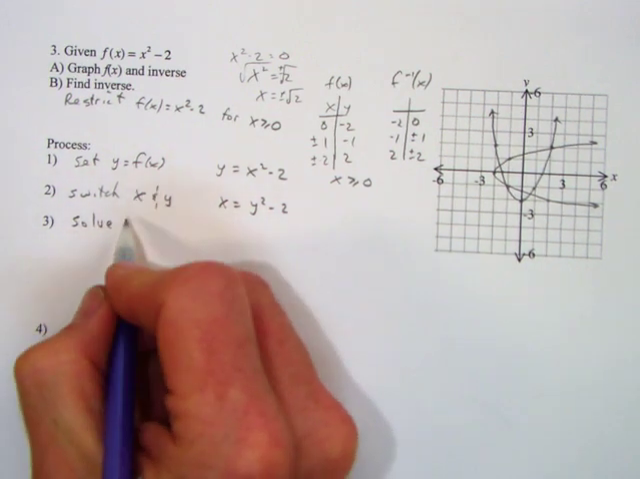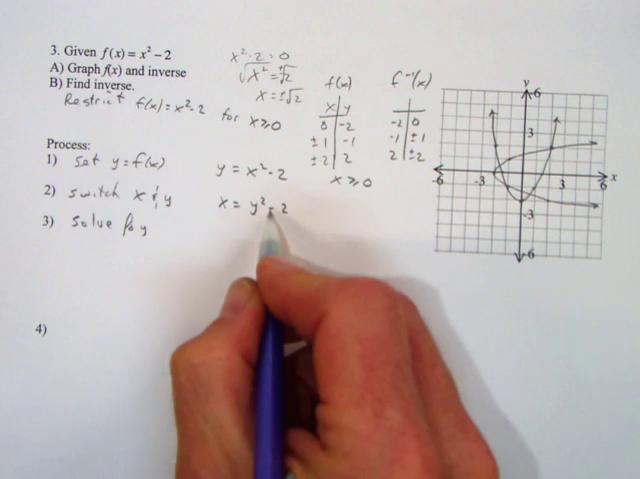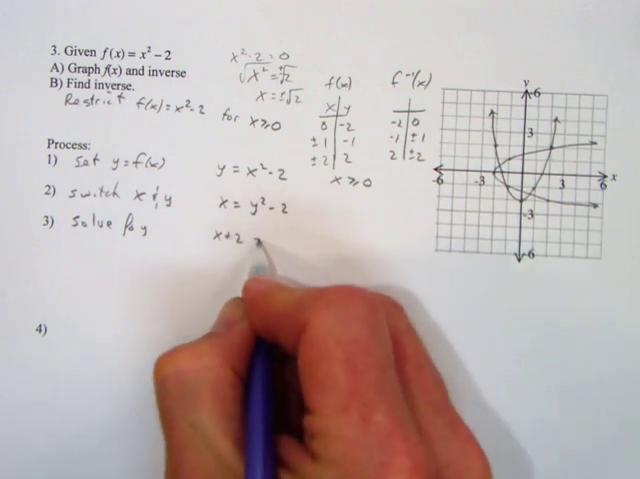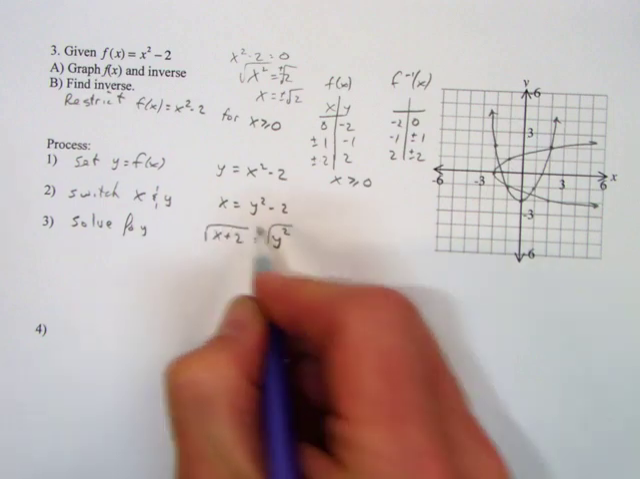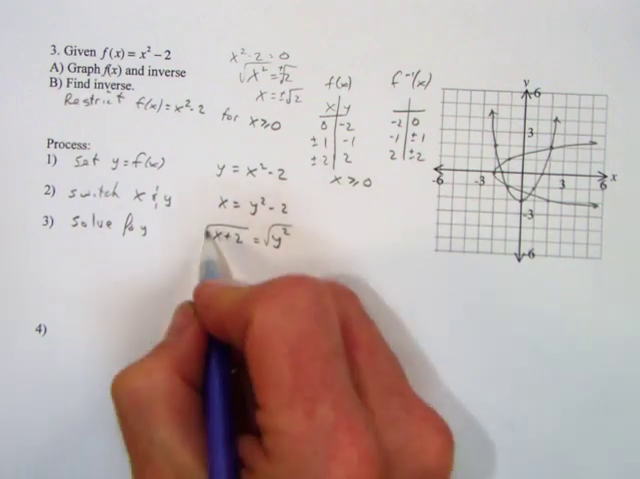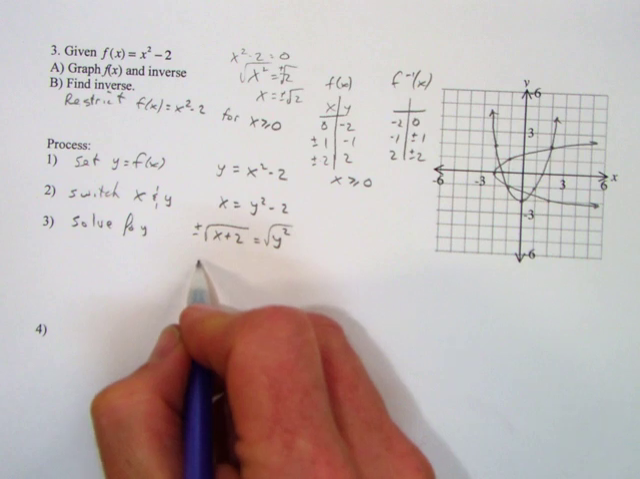And then solve for y. So we'll move the 2 to the other side. X plus 2 equals y squared. Take the square root. What do we get when we take that square root? There's always our plus or minus.